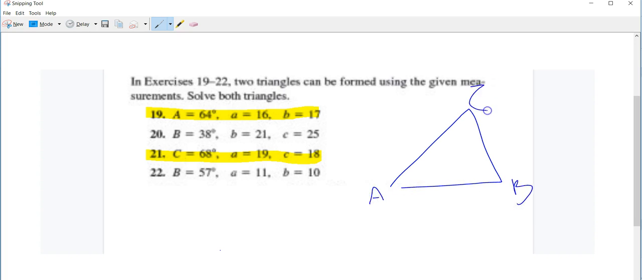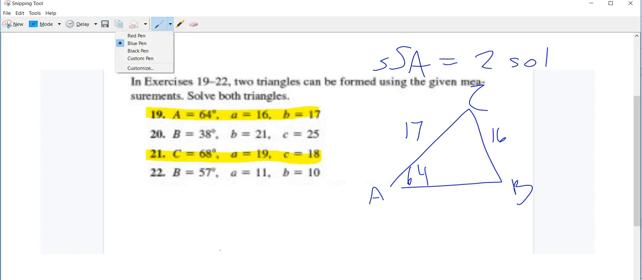Okay, A, B, C. A is 64 degrees. Side C is 16. Side B is 17. Ooh, this is the short side, long side angle. How many solutions are we talking about? Two. Okay, now, the only thing that would cause a problem here would be what?